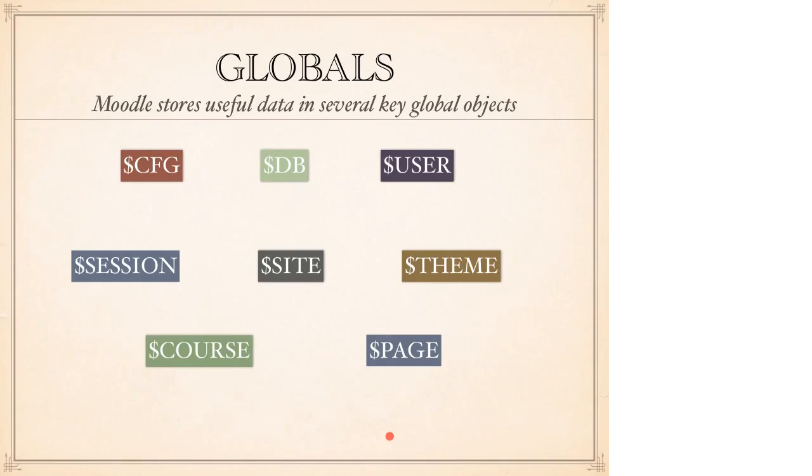The last thing I want to talk about in terms of just development is globals. So Moodle stores a lot of useful data in several key global objects, and they're here. You can see them there. The three most important ones are the CFG, DB, and user.